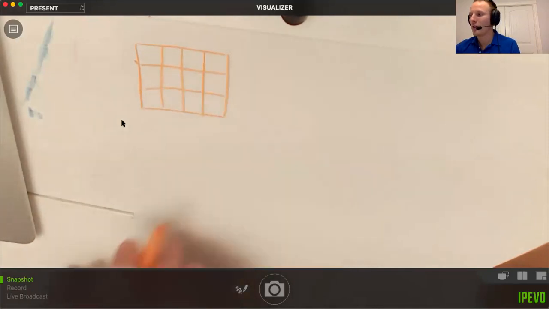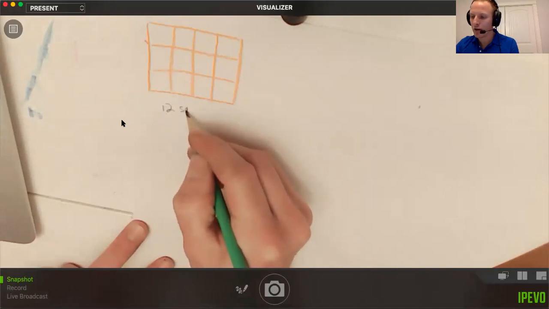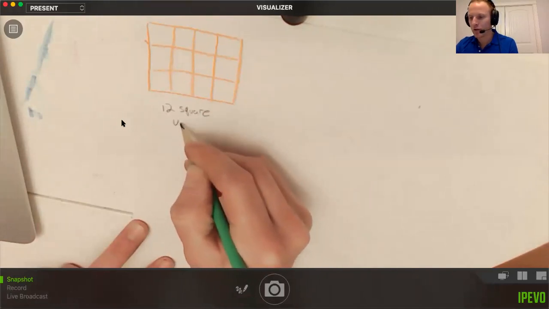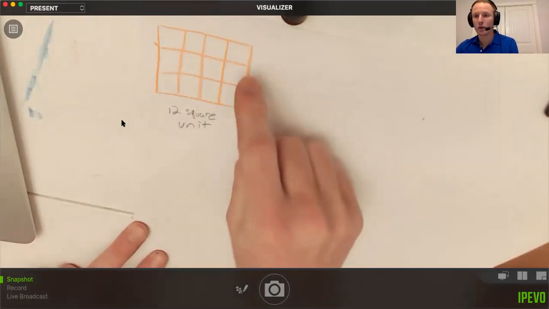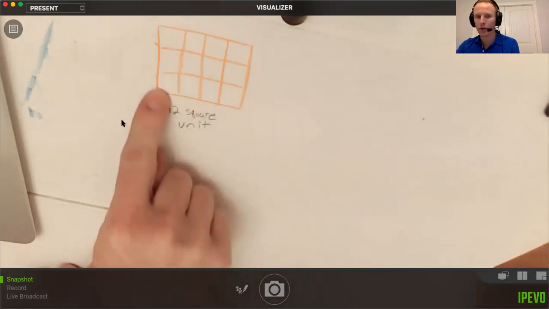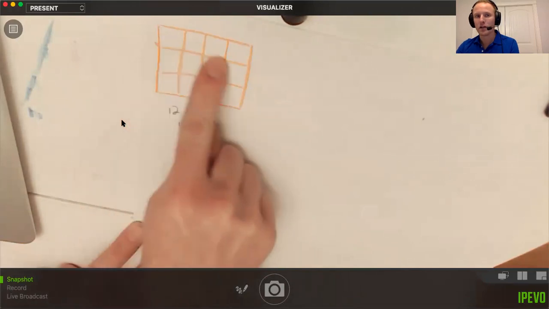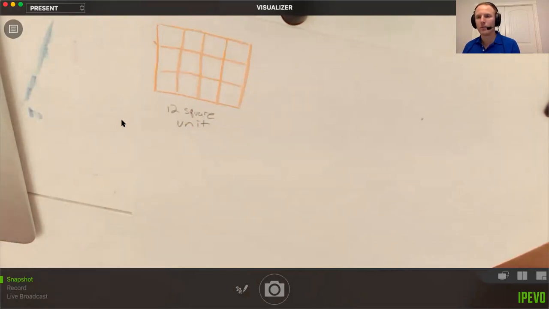So you'll see that we have a 12 square unit drawing here. The reason I know it's 12 square units is because 1, 2, 3, 4, 5, 6, 7, 8, 9, 10, 11, 12. Or it's like an array, 3 times 4. 3 times 4 is 12. So 12 square units. And something you might be asked to do today is develop another rectangle that has 12 square units. Actually, for sure, that's something you're going to do.